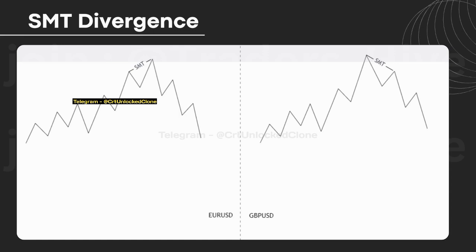Another important factor could have been that this SMT was overall formed at a key time such as the New York Open, and that would have increased the probability of the SMT even more, right? This was a really good example for you to understand the dynamics of SMT divergences. Now let's move on to the next example and let's discuss what we've got there.